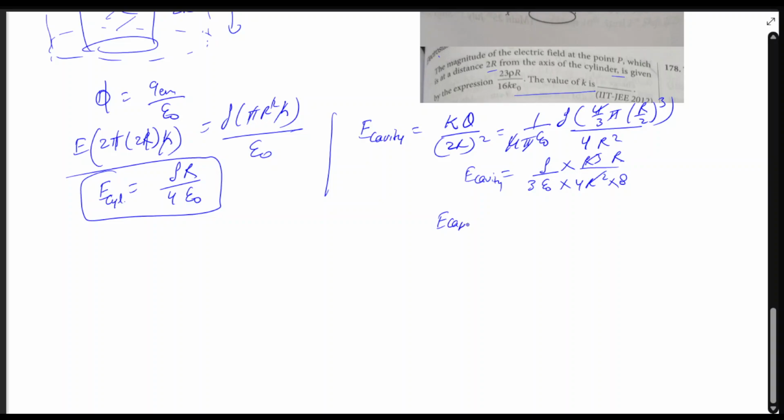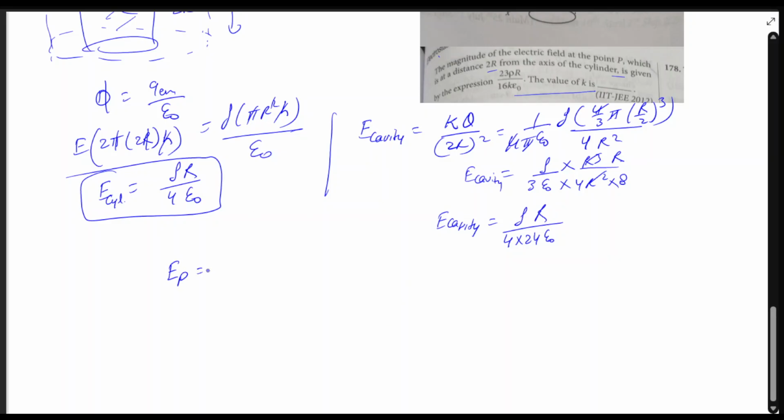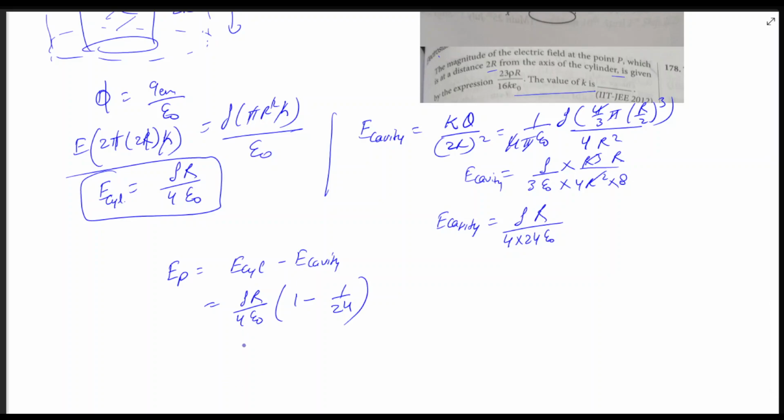So the electric field due to the cavity will be rho r upon 4 into 24 epsilon naught, right? Perfect. So we have to subtract it. So E at point P will be E due to cylinder minus E due to cavity. Simple. So rho R by 4 epsilon naught will be common. So it will be 1 minus 1 upon 24, right? So we will get 23 rho R upon 24 into 4 epsilon naught.